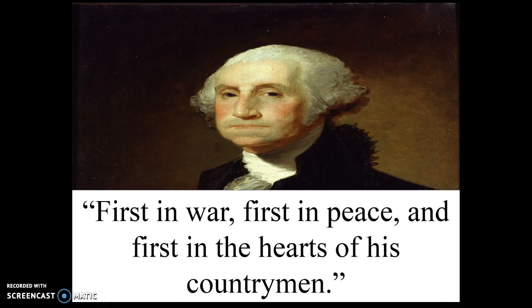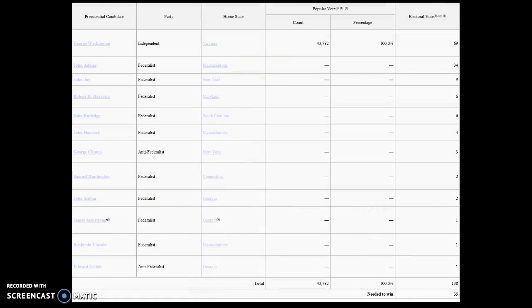This lecture deals with the presidency of George Washington. So he's first in war, as the leader of the American Revolution, or the armed forces of the American Revolution. He is first in peace, not only as the President of the United States, but as the President of the Continental Congress, and then first in the hearts of his countrymen, which is why he is going to be selected near unanimously to be President of the United States.